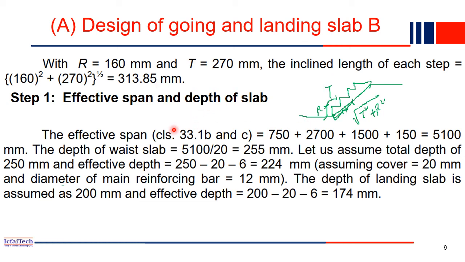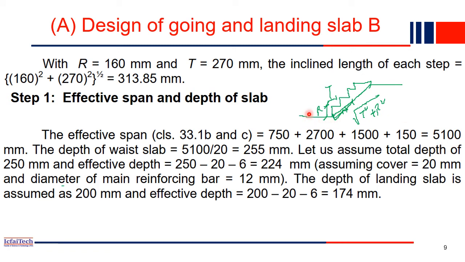Okay, so now the effective span and depth of the slab. For the effective span, if you visit clause number 33.1b and c, there you will find the effective span will be the total. This inclined portion is basically 2700. It is given in the last slide. If you see, this total slab length is given as 2700 plus 750, meaning half of this landing. This landing is given to us as 1500, so half of this landing, and here it is embedded in a wall, so the entire length we will consider, which is 150 is the total landing. Plus 150 went inside the wall, so half of this wall, also 150, we consider. So the total effective span is 5100. Now we got it: the total effective length of this beam or the slab is basically 5100.